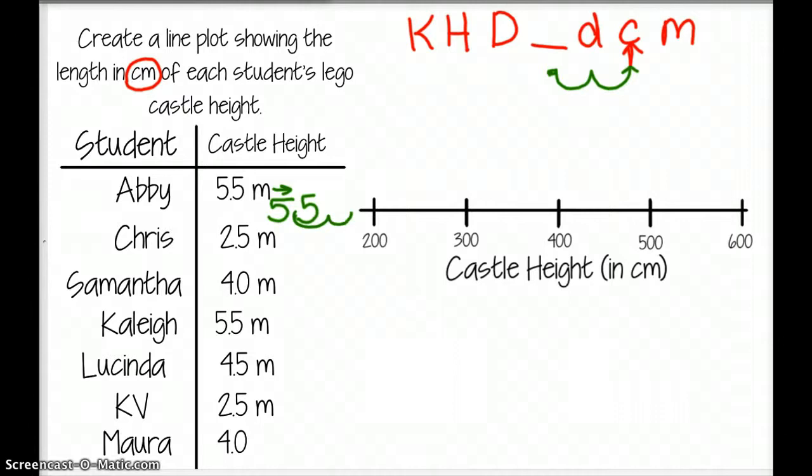Now what are you going to fill in there? A 0. Good. So Abby is 550. So go ahead, Abby, and right next to this, write 550 centimeters. Good. Now, Chris, come on up and write your amount in centimeters.